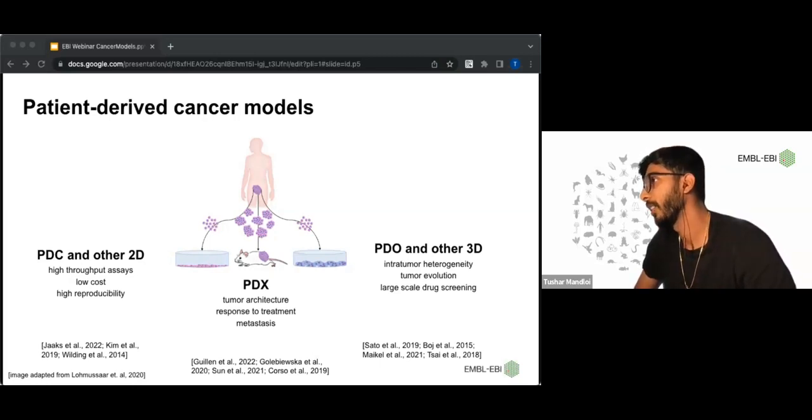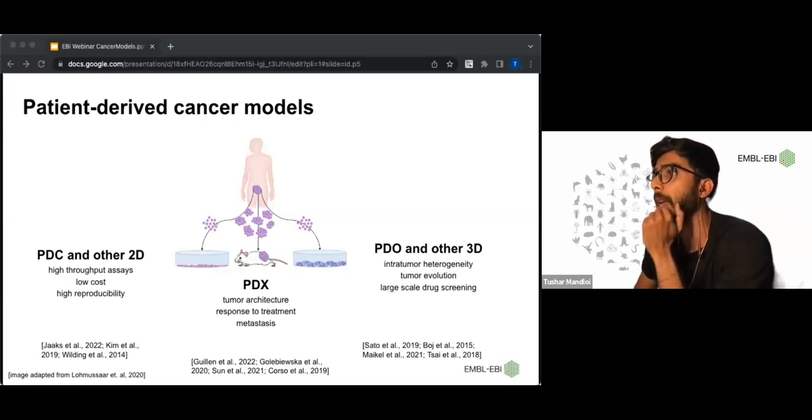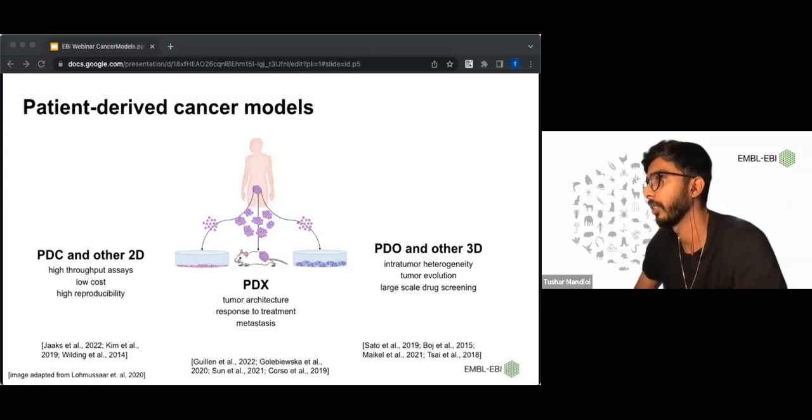Next is PDOs, or patient-derived organoid models. These are three-dimensional cultures derived from the patient tumor tissues or healthy tissues. They can mimic the architecture of the original tumor, including multiple cell types and genetic alterations. PDOs are used for studying cancer biology, drug screening, personalized medicine, and investigating the effects of the tumor microenvironment on treatment response.